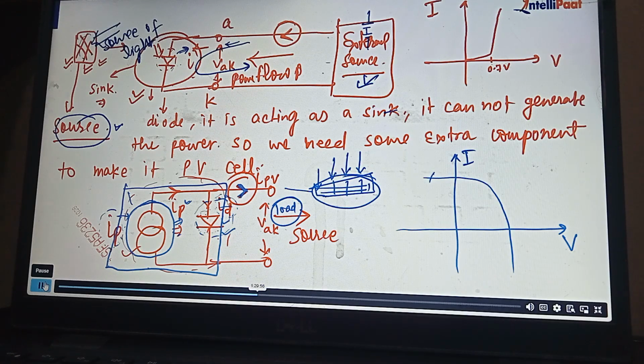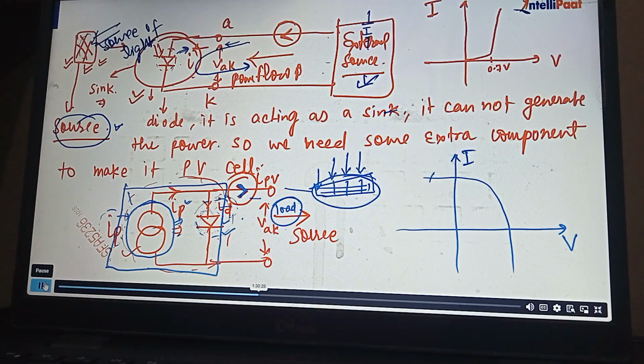But this diode cannot act as a source. It will always act as a sink, because the semiconductor will offer some resistance. It is not offering a source like a battery or current source. But the combination of this diode along with the photocurrent acts as a source. So the intensity of light falling on this semiconductor material, the combination of these two will make the source of this panel. This is the overall idea.